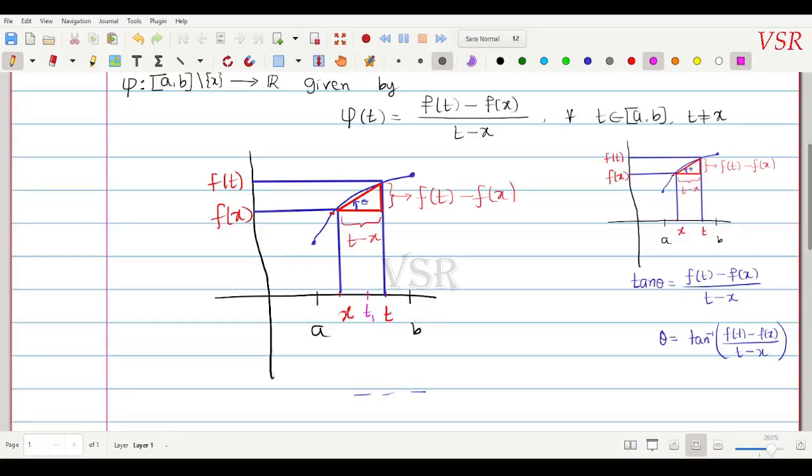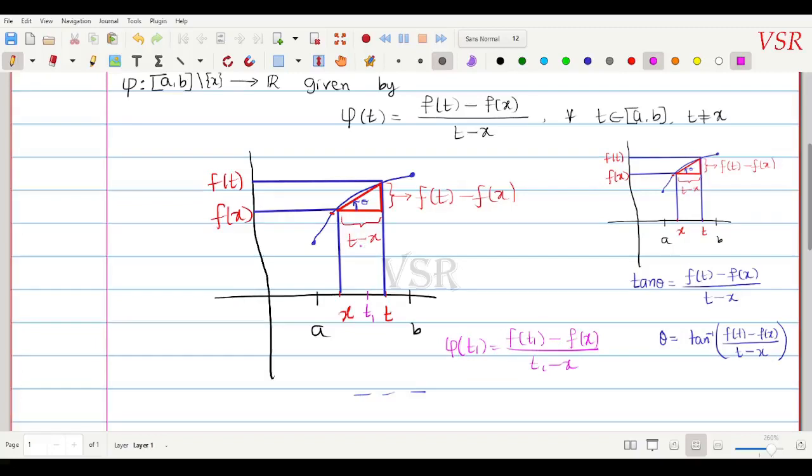Let us see what happens if t converges towards x. Then I may have t1. So what is phi of t1? That means we need to show that phi of t1 is equal to f of t1 minus f of x divided by t1 minus x.